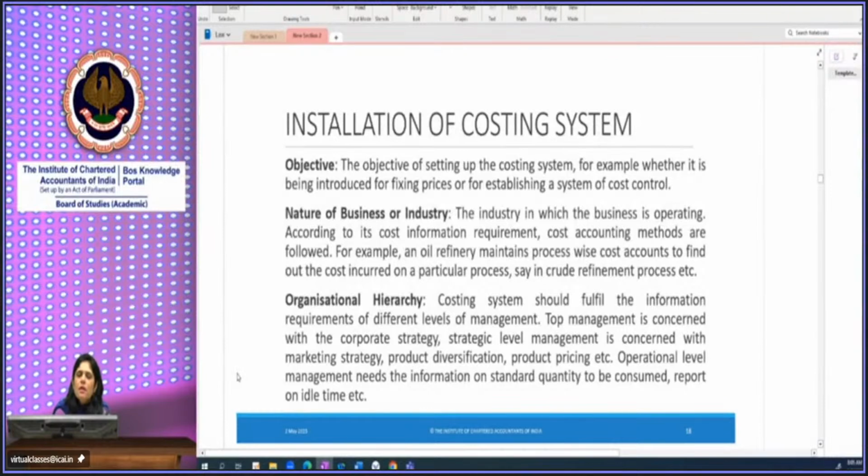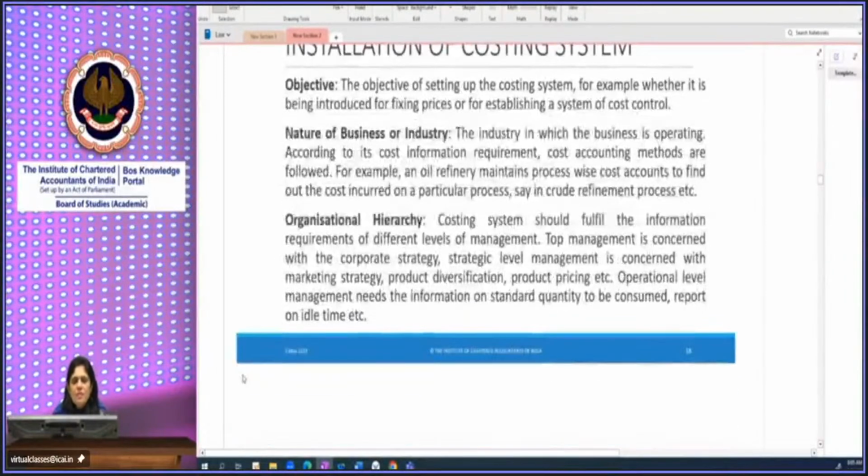All right. Moving to installation of costing system. The objective of setting up the costing system is that it is being introduced for fixing prices and for cost control. Nature of business and activity, I think, is self-explanatory. The industry in which the business is operating, according to the cost information requirement, cost accounting methods are followed.